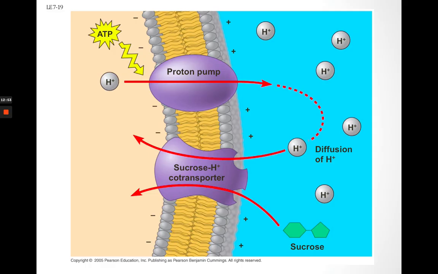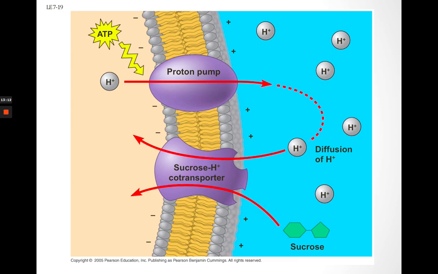I need to move sucrose. Sucrose is big. Sucrose is polar. Sucrose is not going to cross the membrane without some help. Okay? So I need a protein. I need a sucrose protein. But I need more than just that. The sucrose is big and not going to easily move.